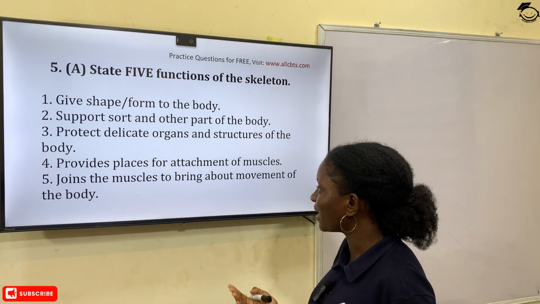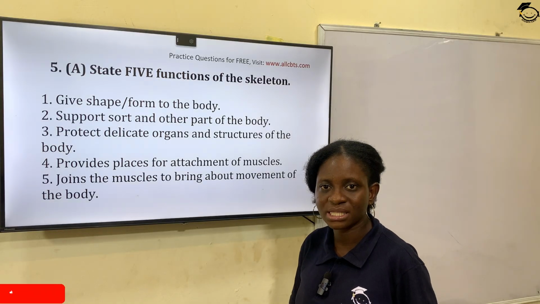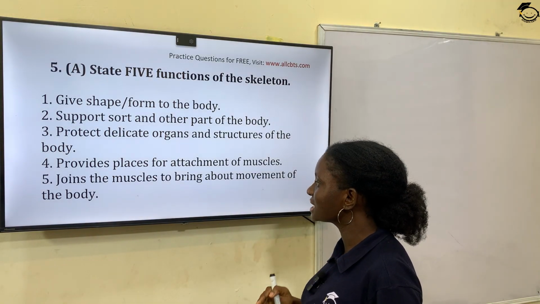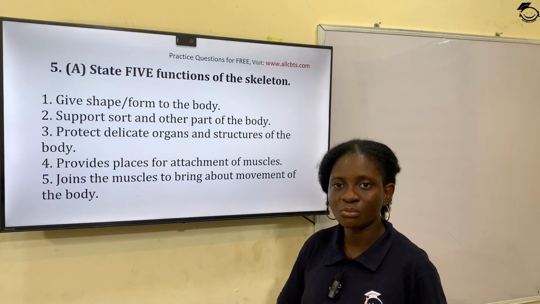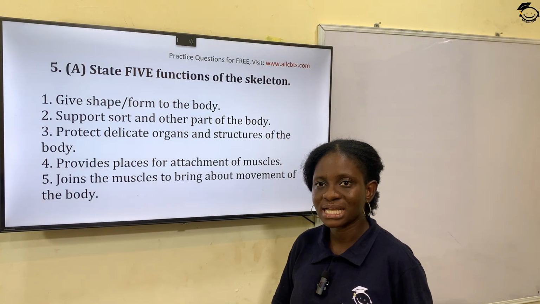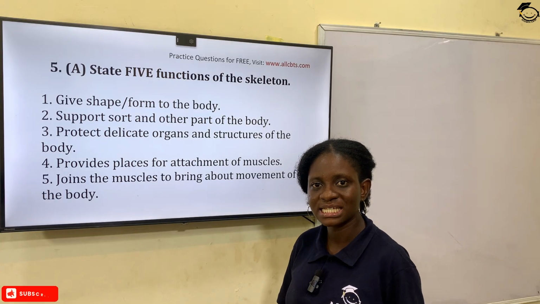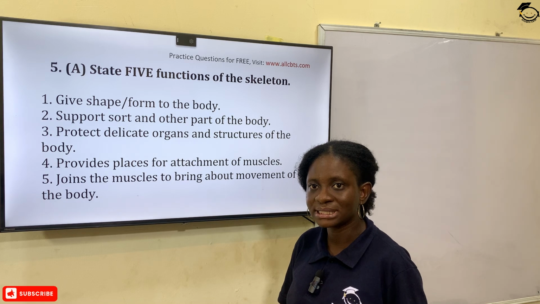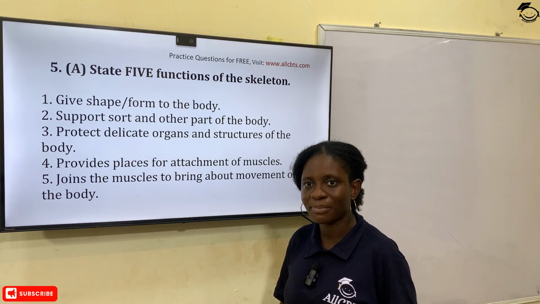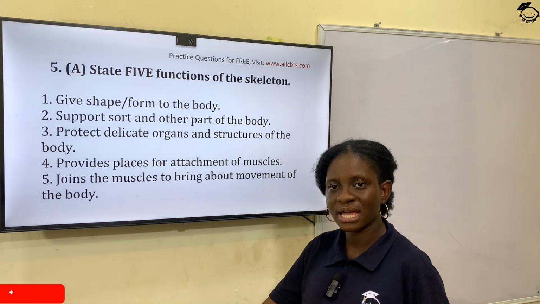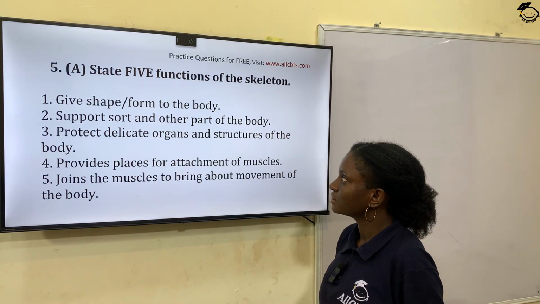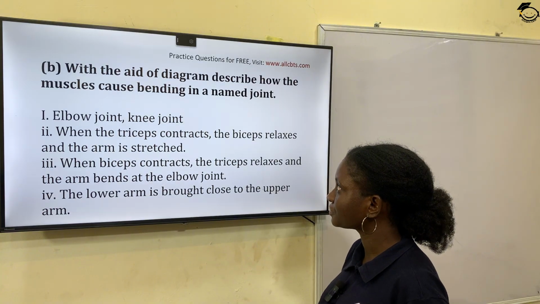It also provides places for attachment of muscles. Then finally, it joins the muscles to bring about movement of the body. So those are the functions of the skeleton. They serve as a protective layer, they support the body, they protect delicate parts of the body, and also help in movement of the body. So the next question.